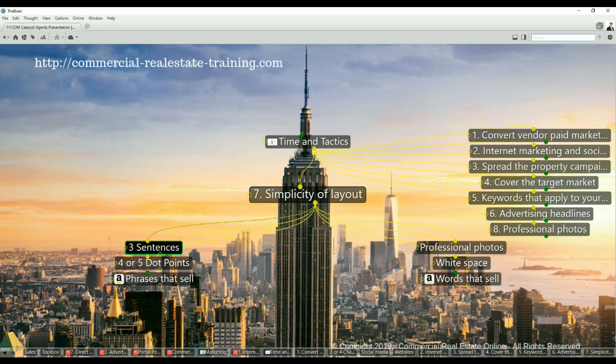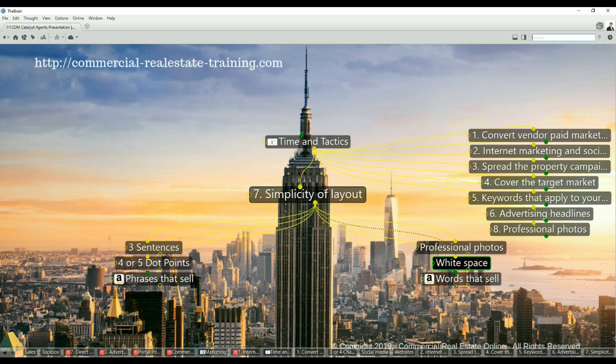Use only 3 or 4 sentences maximum to describe the property. Simple, short, descriptive. Use 4 or 5 dot points at the top of the advertisement to pull in the eye of the reader. Of course, use professional photographs. That's vendor paid marketing at its best. Get professional photographs done and change the photos every 2 or 3 weeks. Then you should have plenty of white space in the advertisement, so the white space makes the advertisement appealing to being read, to be interpreted to the eye of the reader.